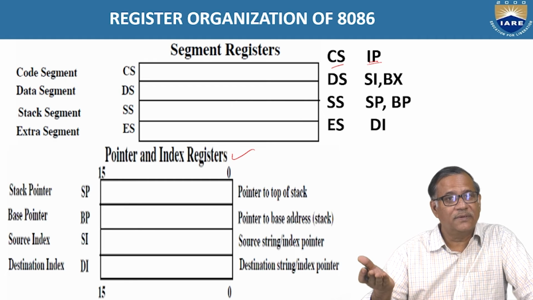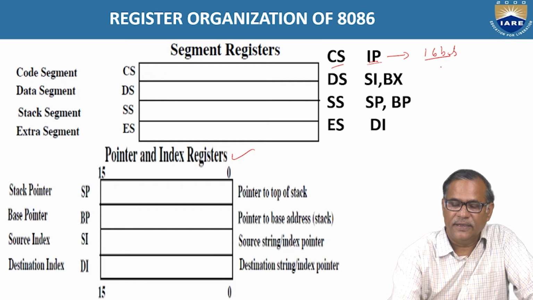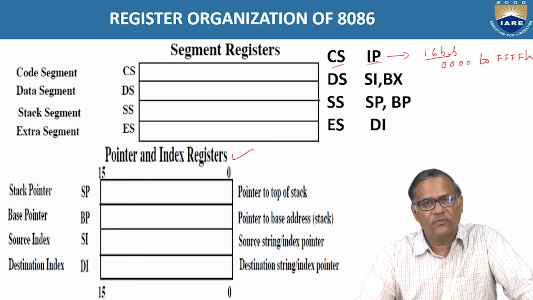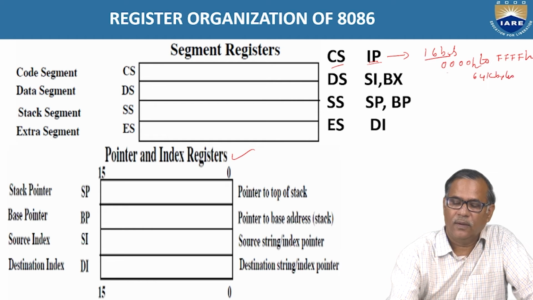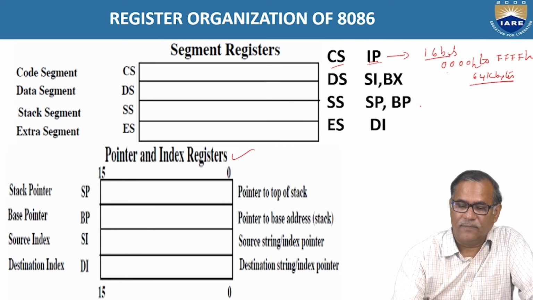So what is the offset address register size? This is 16 bits. So when there are 16 bits, you can have the offset address in the range 000 to FFFH. So each digit is 4 bits. So we can have the address range from 000H to FFFH. So total how many memory locations? 64 kilobytes. Okay. So you can have a maximum code size of 64 kilobytes.